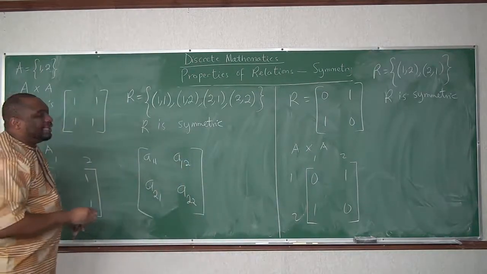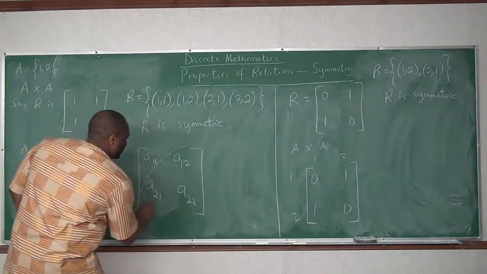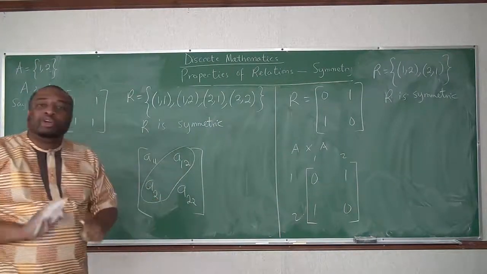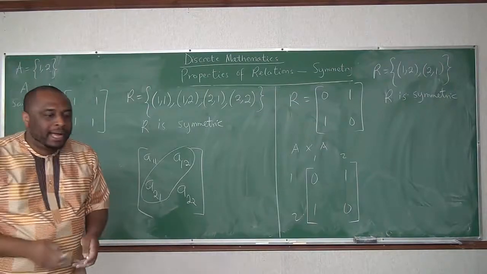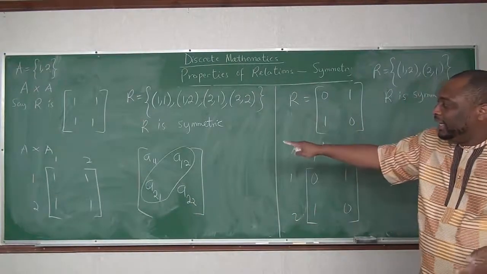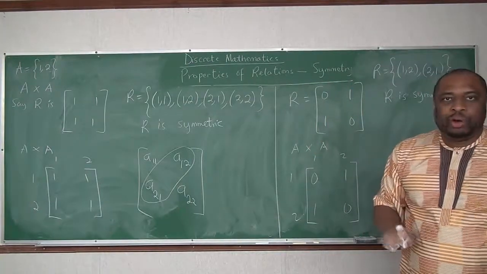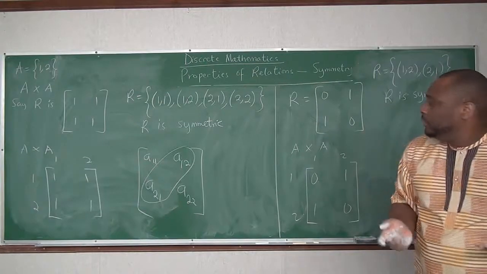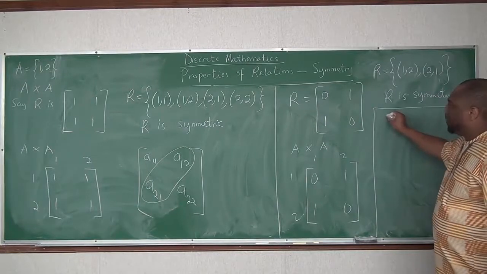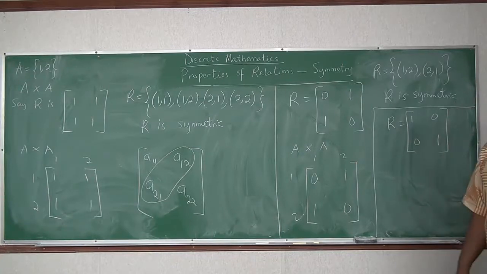So the main thing you're looking at is that these two must match. R is still symmetric, even if this is 0 and this is 0. No problem. The main thing is that if you have 1, 2, you must have 2, 1. Now, another case is still possible. What if you have R to be 1, 0, 0, 1, like this?